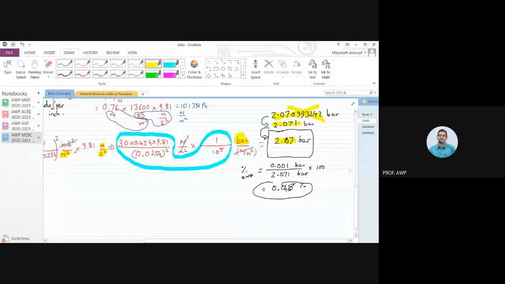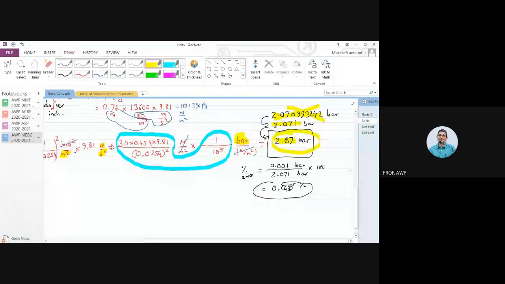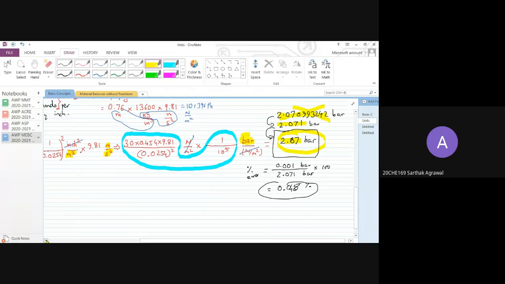Even if you have rounded it off to 2.07, that is still as good as the accuracy that you have got when you say 30 plus or minus 0.2 psi. Okay, is that okay? Yes, sir.